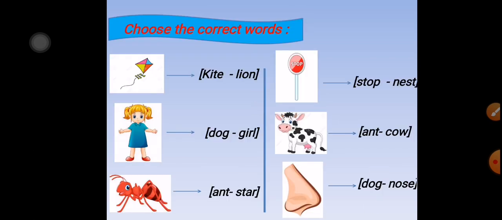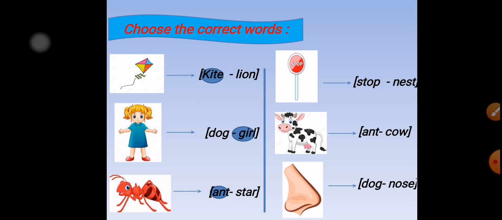The next exercise, choose the correct words. Number one, what is this picture, KG? Yes, that's right, it's kite. Number two, dog or girl? Yes, that's right, it's girl. Number three, ant or star? Yes, that's right, it's ant.